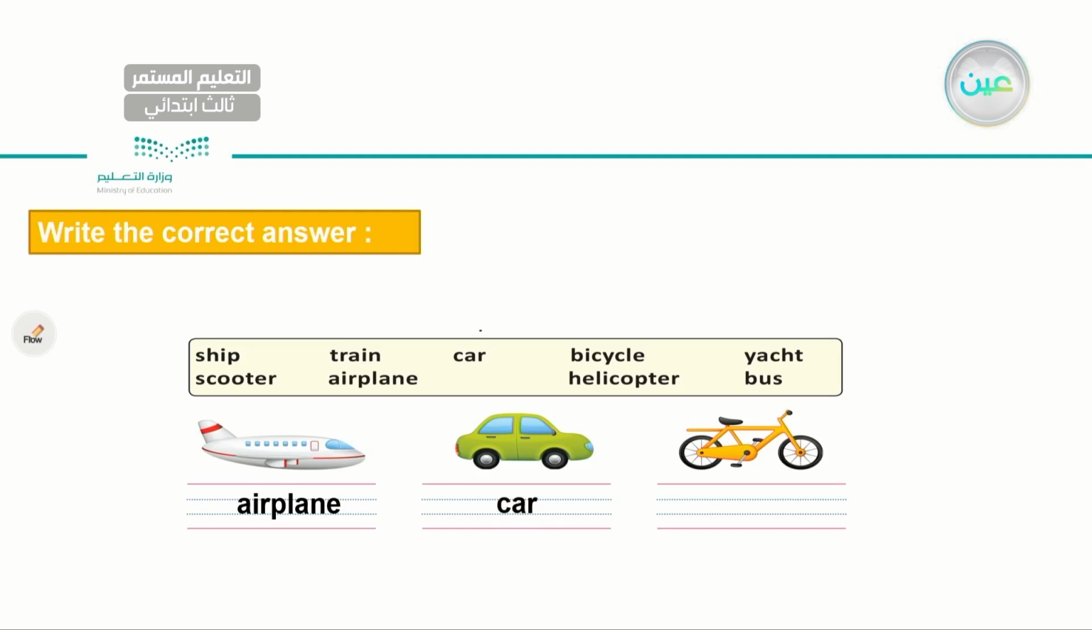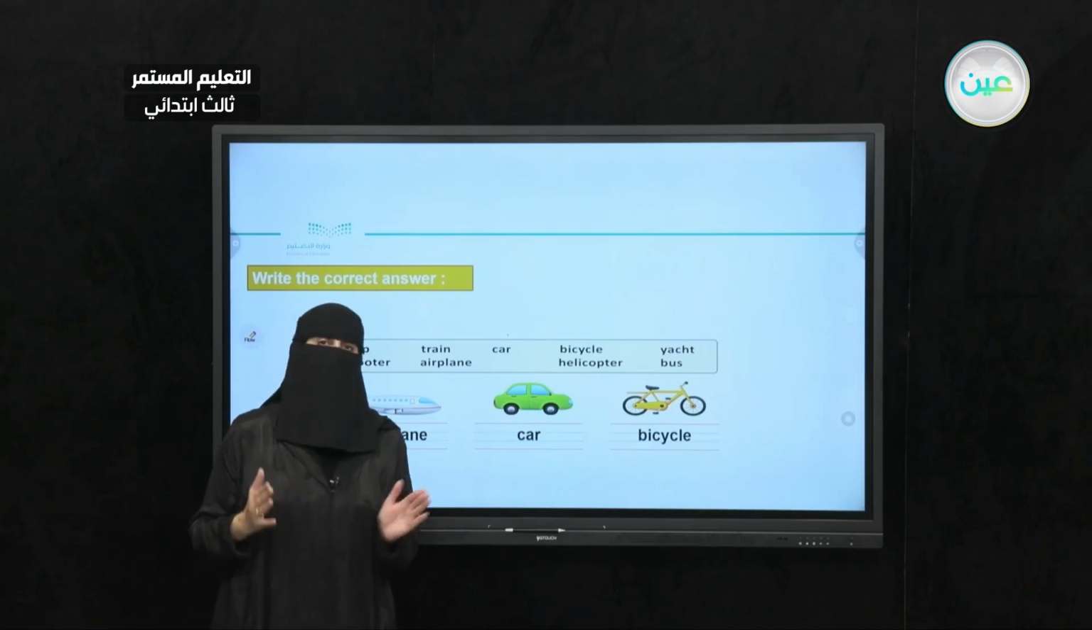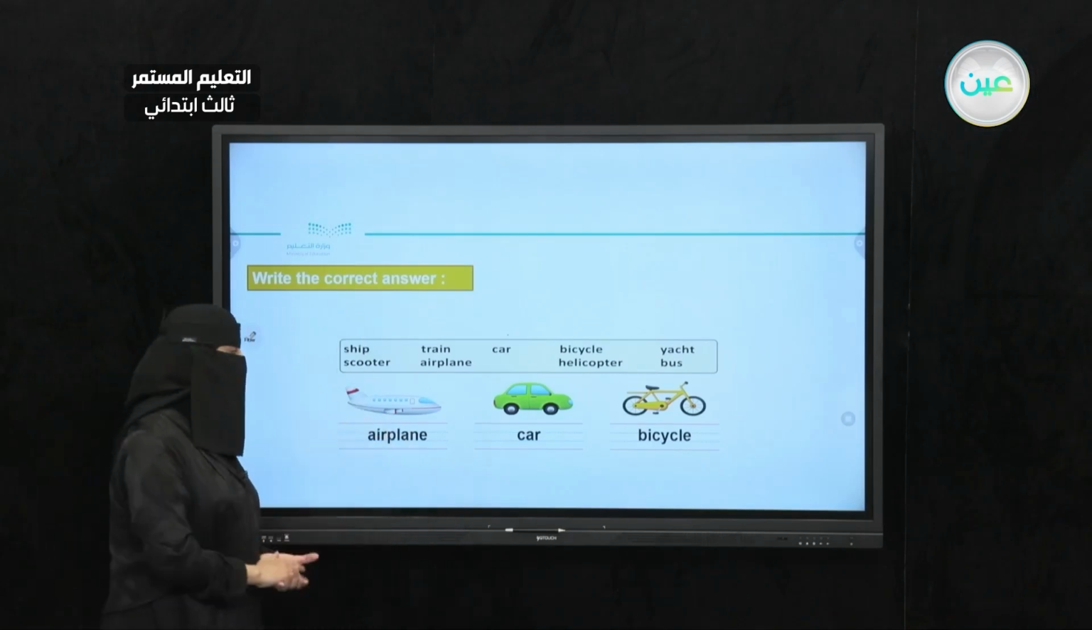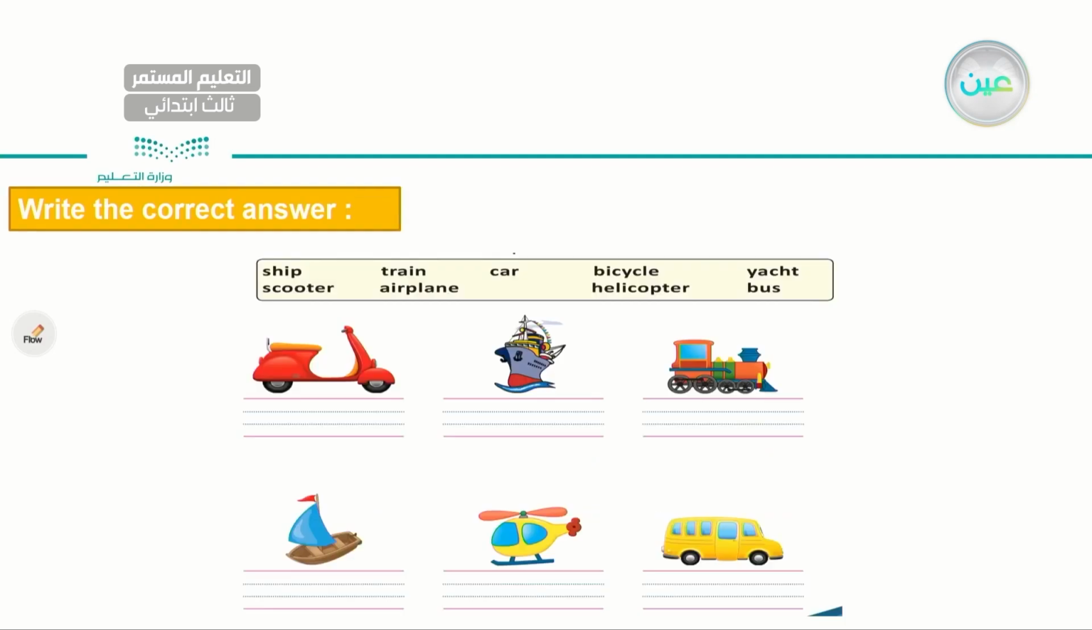And for the last picture, I know you can get this one. I have, or we have, a yellow bicycle. Very good. We can call it a bicycle or a bike. Both are correct. So let's read our answers. Airplane, car, bicycle. One more time. Airplane, car, and bicycle. Excellent, excellent. Now, how about these pictures?